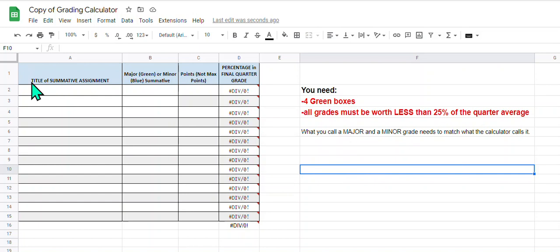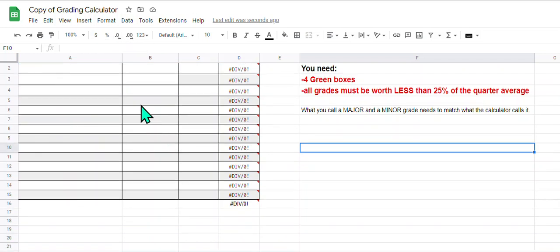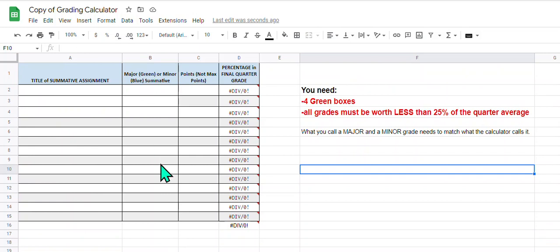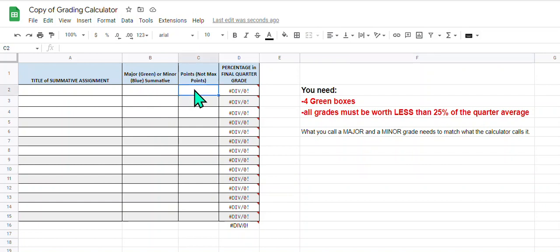So this grading calculator, when you open it up, you can get the link to it from the grading timeline that I sent out and that Matt sent out. You can ignore the title of summative assessment. We don't care. The blue and green column just gives you basically the directions. You want 4 green boxes and however many blues you've got, but you can't have less than 4 green boxes. In your grade book, you take the points, not max points, but points.